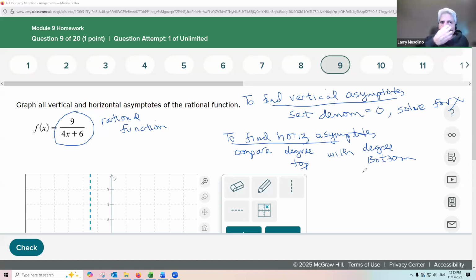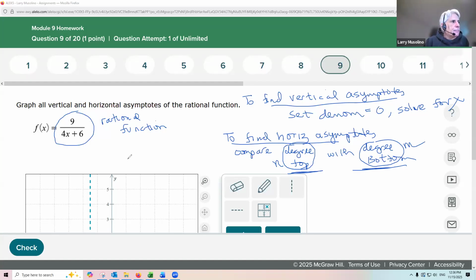And here's the summary. Let me make a little table here. If the degree on top is, maybe I should use N and M. In the explanation, they're going to use the letter N for the degree on top, M for the degree on the bottom. Remember what degree is? Degree is the highest exponent you see.